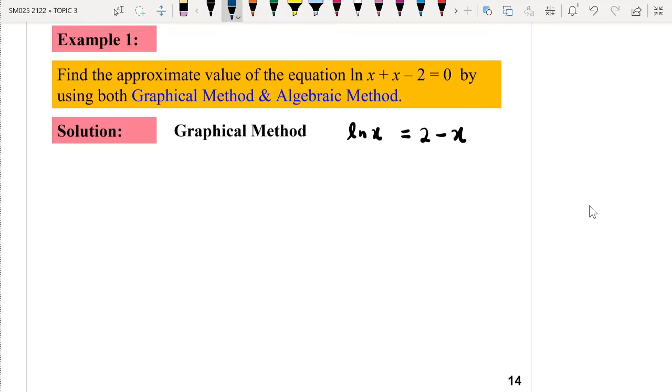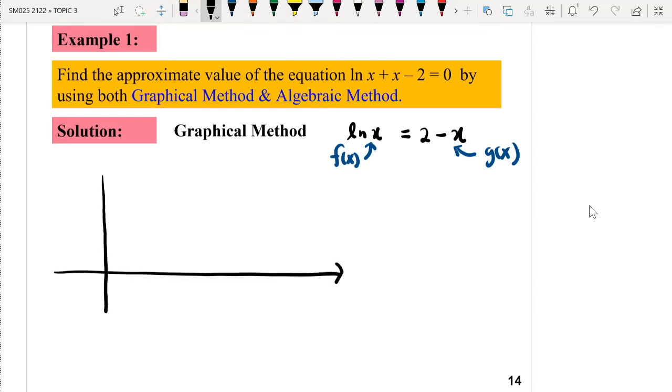So the first one, we have ln x, I name it as f(x). The second one is 2 minus x, that's basically a linear function, I name it as g(x). Okay, now we may start sketching the graph. For the graph, don't forget you must begin with your axes, x-axis and y-axis. So for the first function, ln x, we have ln x here.